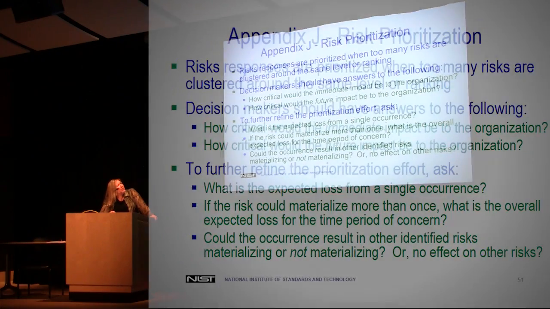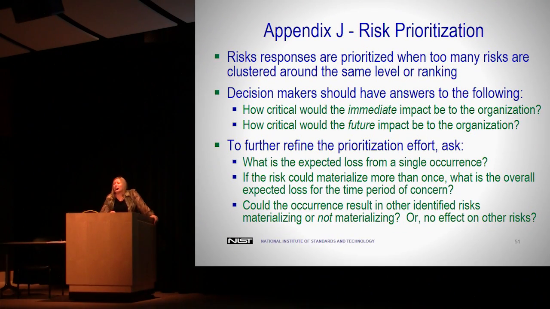Risk prioritization. This is something I mentioned a little bit earlier: especially when you're doing your responses, you need to have it prioritized. Whatever the worst risk is, a lot of times you might need to address that first, so you have to have a way of prioritizing it. If there are too many risks clustered around the same level, say you've used a semi-quantitative scale and all the risks come out in the 60 to 75 range, that's pretty close. So what are you going to do?